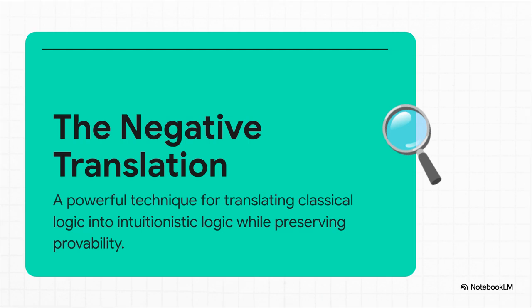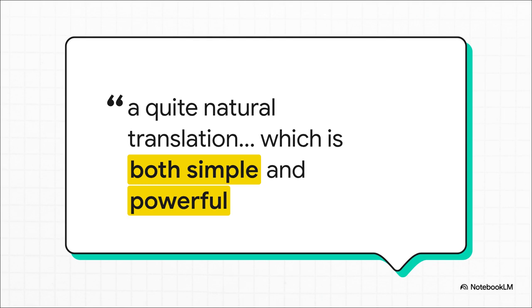This isn't just some clever little party trick. It's a really fundamental tool for understanding how these two logical systems relate to each other. And you don't have to take my word for it. The experts call it a quite natural translation, which is both simple and powerful. I mean, isn't that the holy grail in math and science? An idea that's elegant, it's straightforward, but it has these incredibly profound consequences.